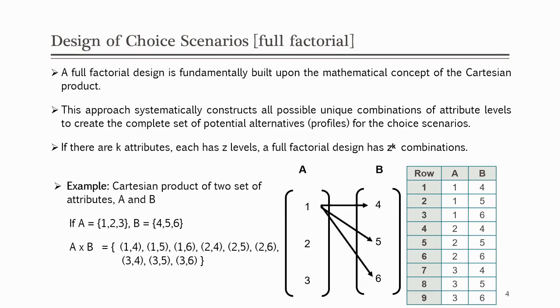I will not go into detail on this one, because it is basically the Cartesian product of two sets of attributes. For example, if we have A and B and we want the unique combinations, we take A1 and combine it with all levels of attribute B. So we have 1, 4, 1, 5, 1, 6. Then we go for A2, and again combine it with all levels of B: 2, 4, 2, 5, and 2, 6, and the same thing for the third level in A.